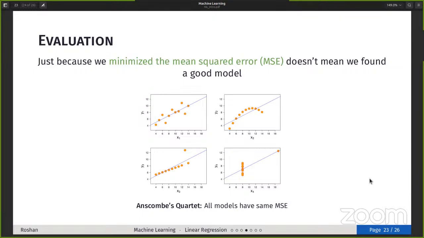Or is this concept not clear? Just by looking at it, what can you say? Which is a better model?